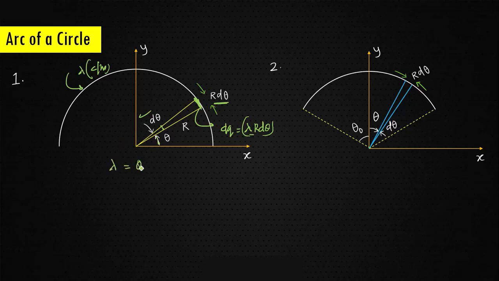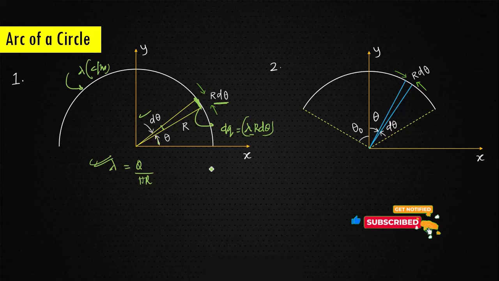Let us say q is the total charge given divided by the perimeter. The perimeter is 2 pi r, half of 2 pi r, that is pi r. So that's the value of lambda. Corresponding to that, you can calculate the value of dq. Once you get the dq, then you have to integrate it.